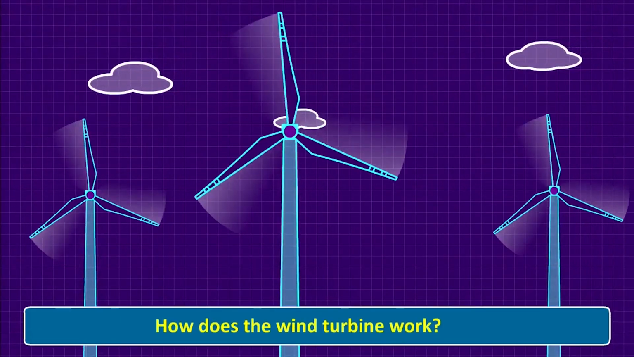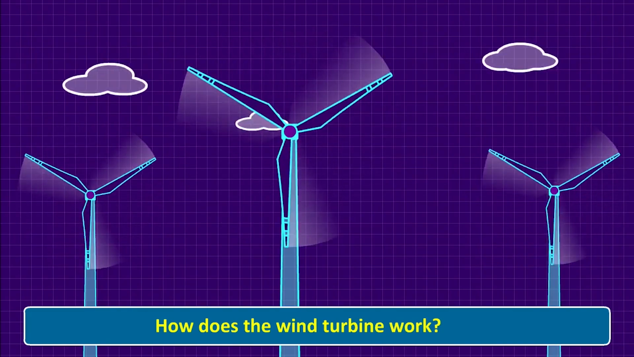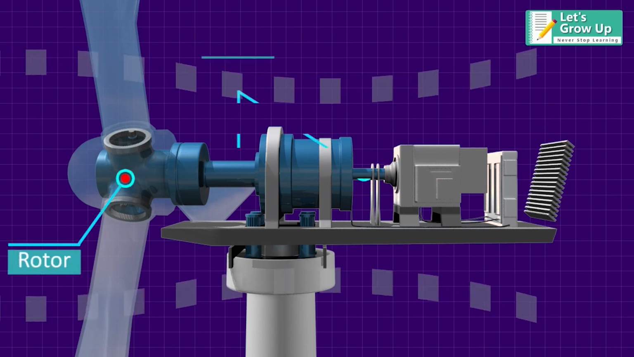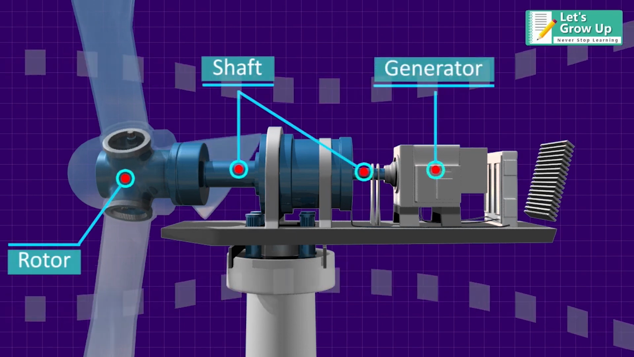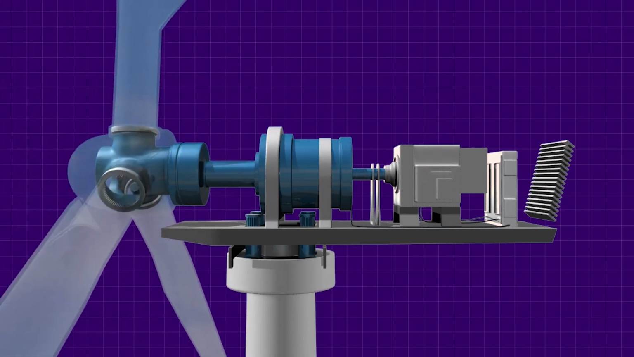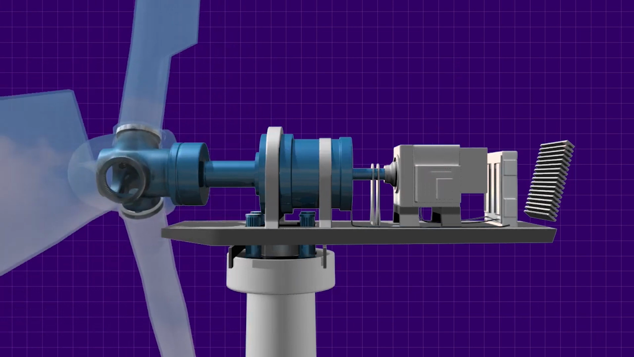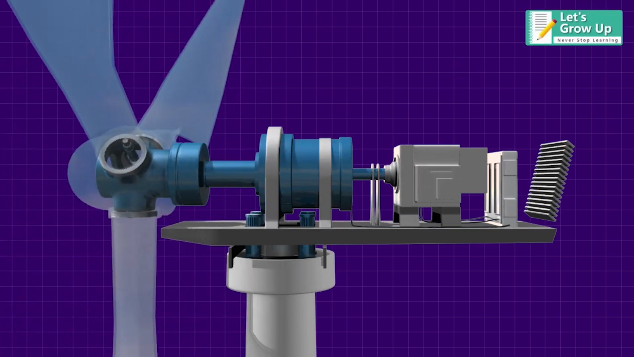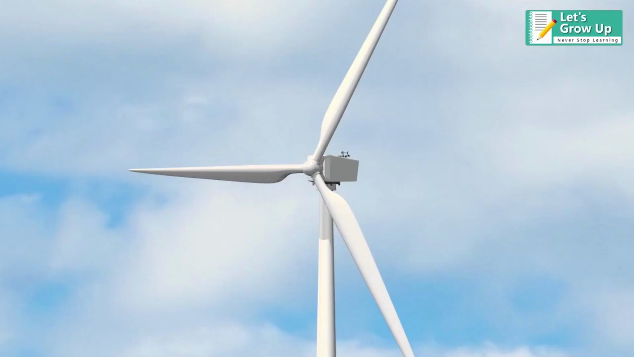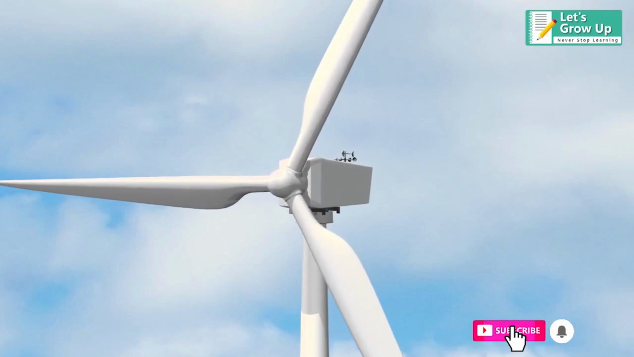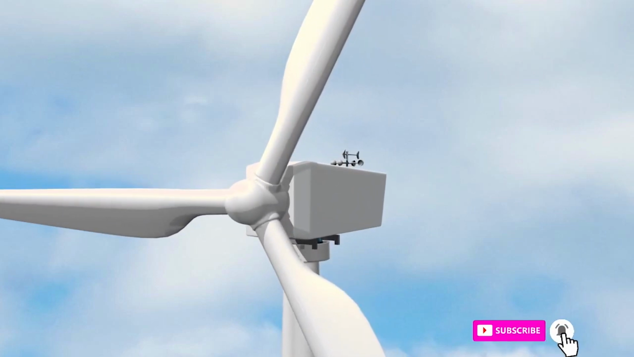The principle behind wind turbines is very simple. The energy in the wind turns the blades around a rotor. The rotor is connected to the shaft, which spins a generator to create electricity. In this video, we will learn how a wind turbine works and generates electricity. A wind turbine has many components which collectively help in generating electricity.